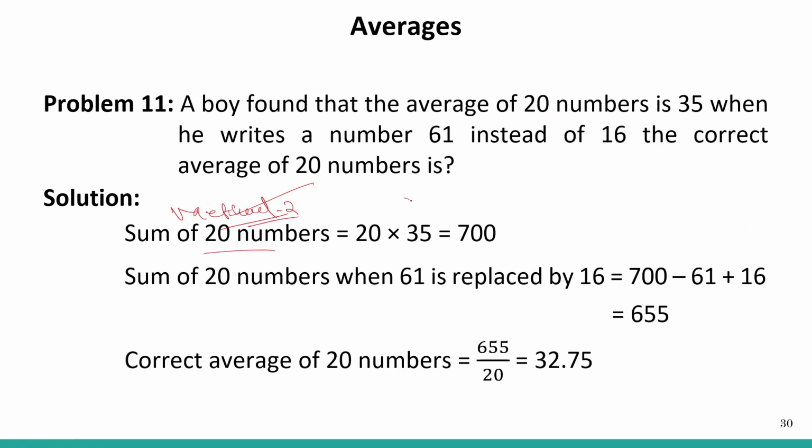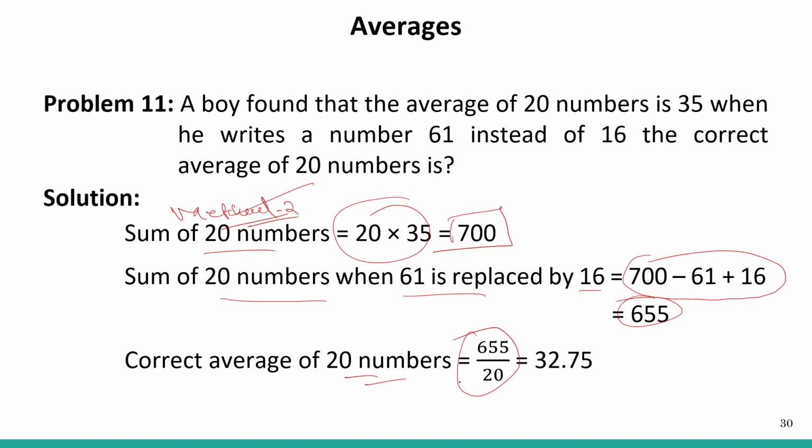So the sum of the 20 numbers is equal to 20 into 35, which is 700, right? So the sum of 20 numbers when 61 is replaced by 16 is equal to 700 minus 61 plus 16, which is equal to 655. So the correct average of 20 numbers is equal to 655 by 20, which is 32.75. So this will be the correct answer.